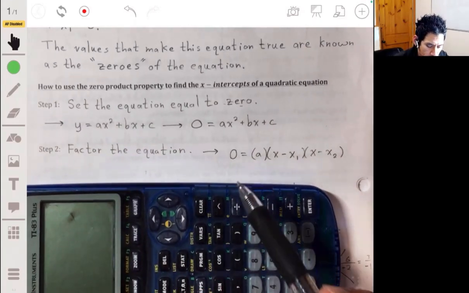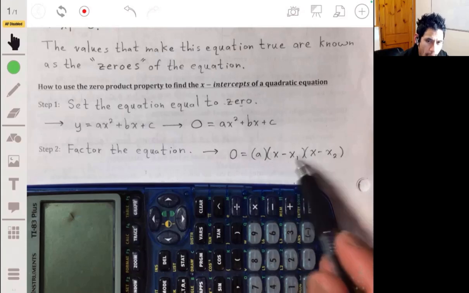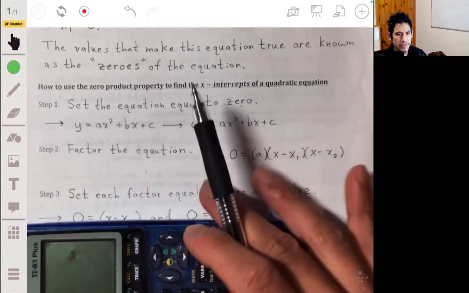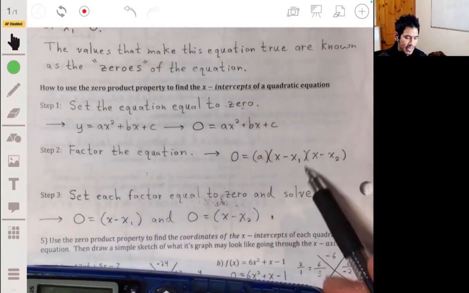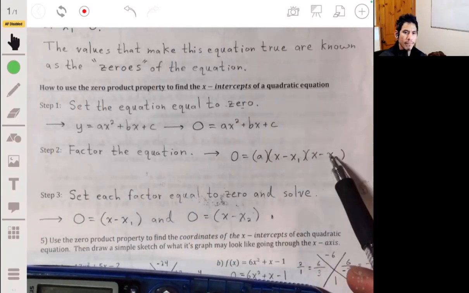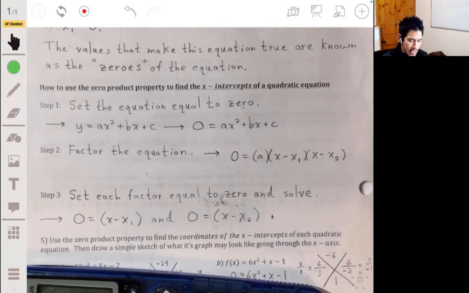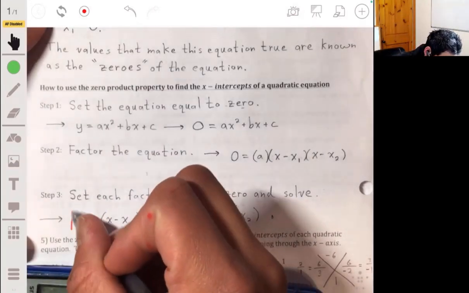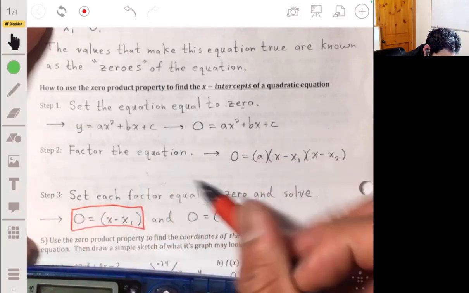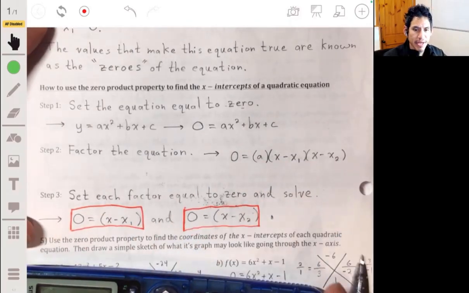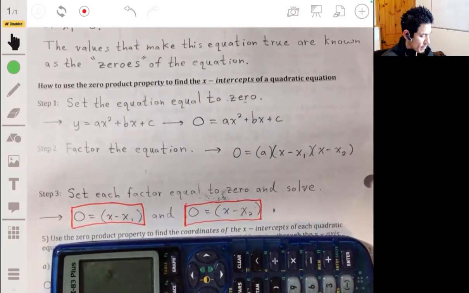But for now, let's only consider the cases where we can factor in some form like this: a times x minus x1 times x minus x2. And then we set each of these factors equal to zero. We'll set x minus x1 equal to zero and x minus x2 equal to zero. That's essentially how we find the x-intercepts, by just looking at the opposites, because that's just how math works, without really even thinking about it.